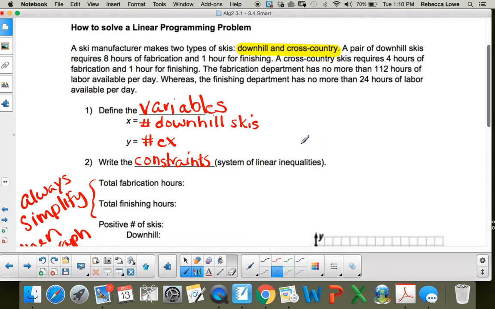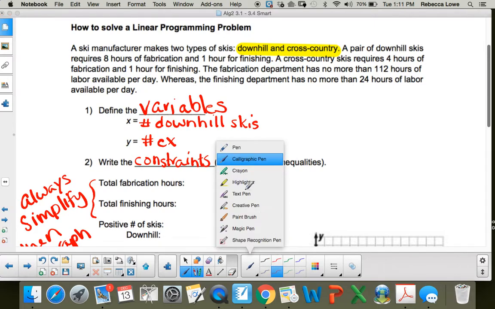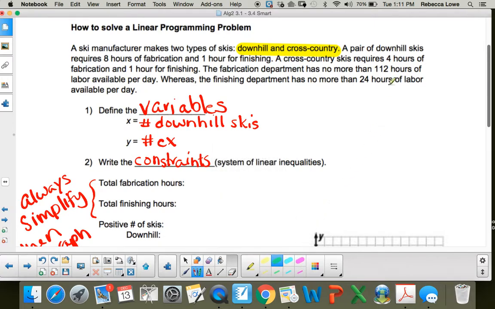So now you have to write the constraints. There are two constraints here that are listed. The first one is about fabrication. So I'm going to highlight everything that deals with fabrication. So 8 hours of fabrication for downhill, and cross-country requires 4 hours of fabrication. And there's no more than 112 hours of fabrication. Yes, the fabrication department has no more than 112 hours of labor per day. So right there is our constraint.